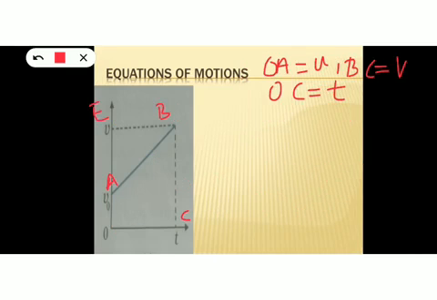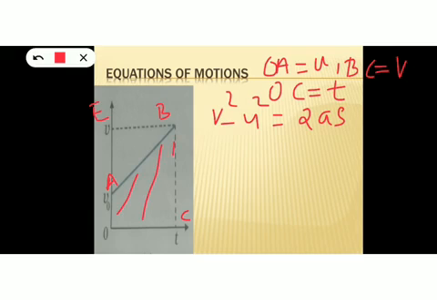Now next, derive the third equation of motion, that is V square minus U square is equal to 2AS. Okay, again we are supposed to find out the displacement, and the area below the velocity time graph gives us the displacement. But here, in order to derive this particular equation of motion, we are considering the area below the graph as a whole. We are not dividing this area into two as we did for the previous case. And this area represents that of a trapezium.